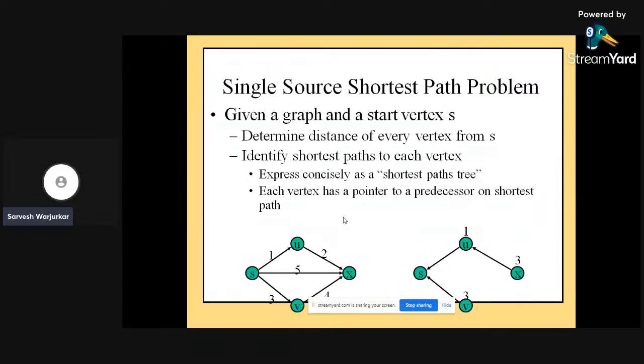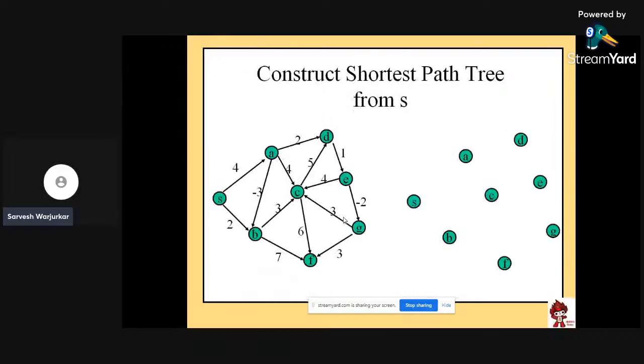We can determine the distance from vertex x. We can identify the path of each vertex, expressed concisely as a shortest path tree, and then each vertex has a pointer to the predecessor on the shortest path. We can also construct a tree from the given path, where all the nodes are the same, but from the given graph we can draw the tree by using all the shortest paths like this.